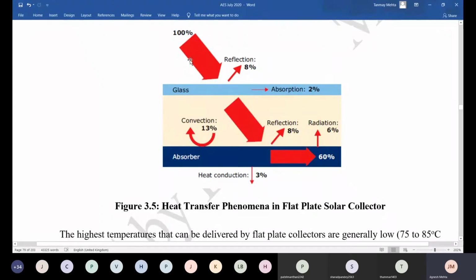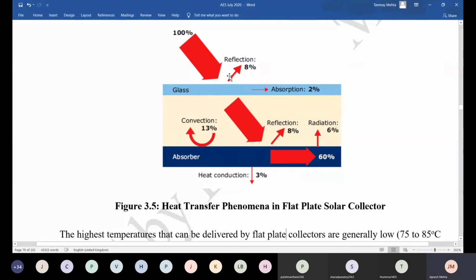So out of the total energy that is falling on the glass, and these are the components of the flat plate collector, the absorber plate and the glass, and then there is air which is trapped in between. And then from the absorber plate, finally you are taking out heat, which is the useful heat. So out of the total solar radiation that is falling on the glass, here it is shown that the absorption in glass is 2% of that and reflection is around 8%.